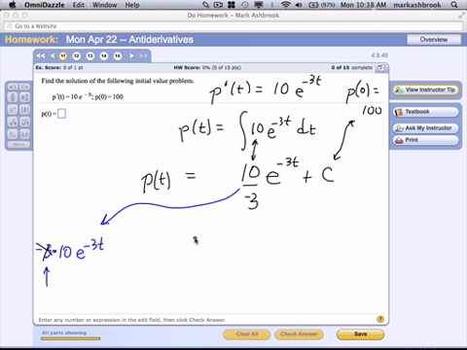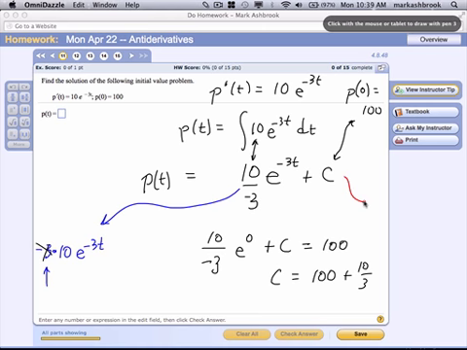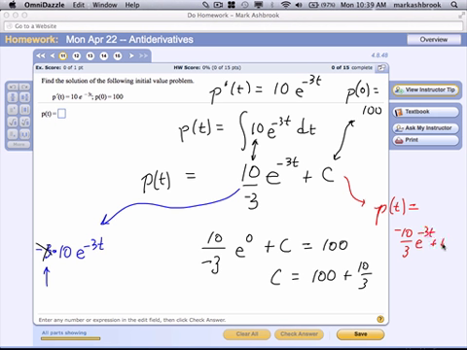So it should be 10e to the -3t over 3 plus C equals 100. Okay, so the output is 100 when t is 0. So C is 100 plus? That's 1, right? 10/3. So now we got it. So with that piece of information, so -10/3 e to the -3t plus 100 plus 10/3. Whatever that is.